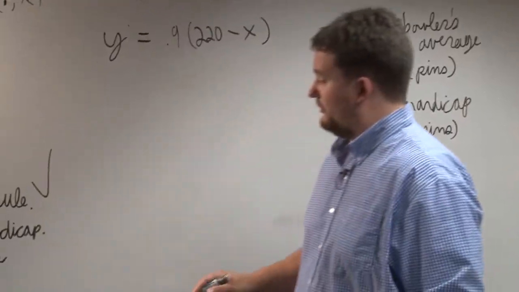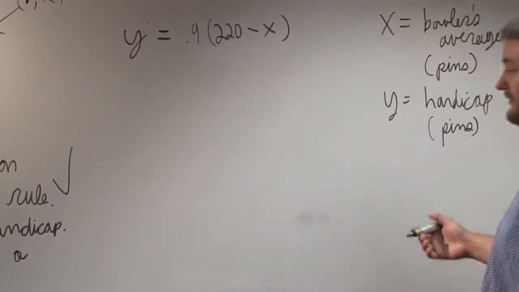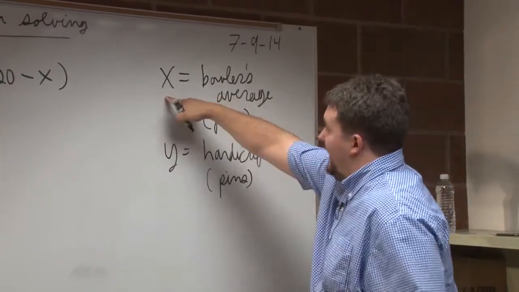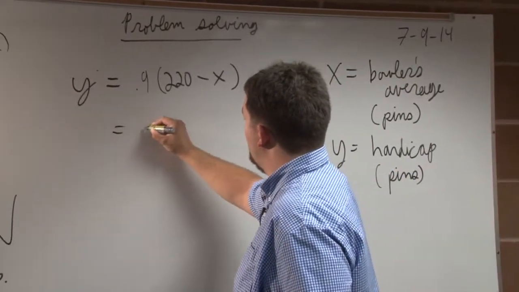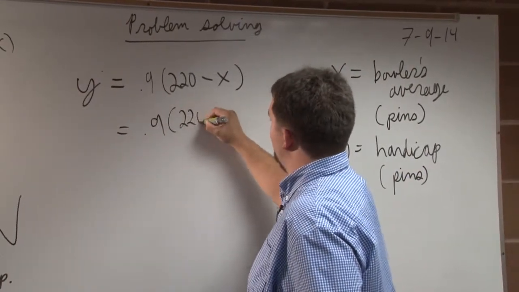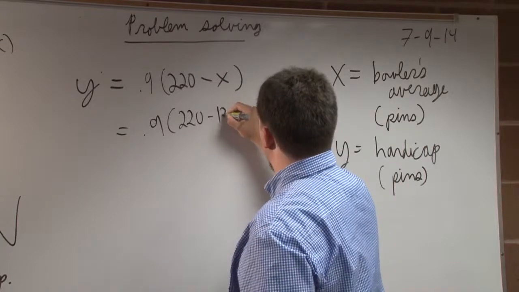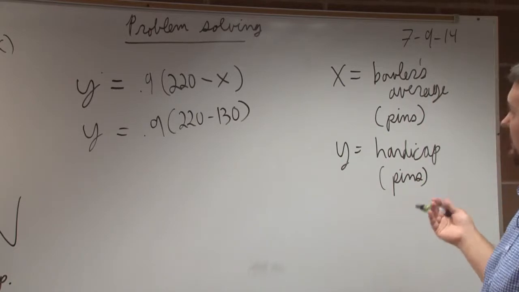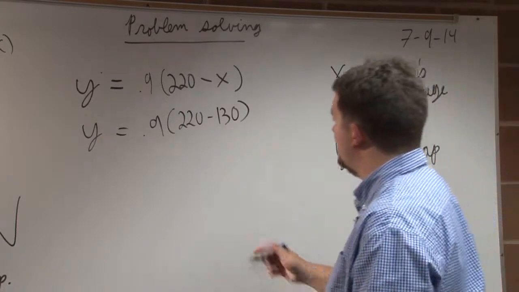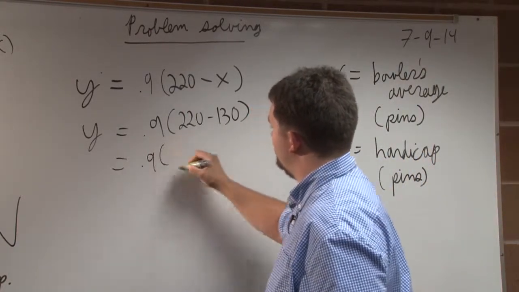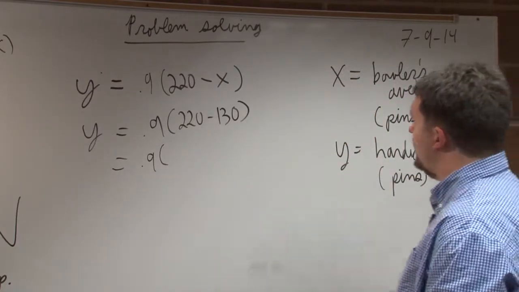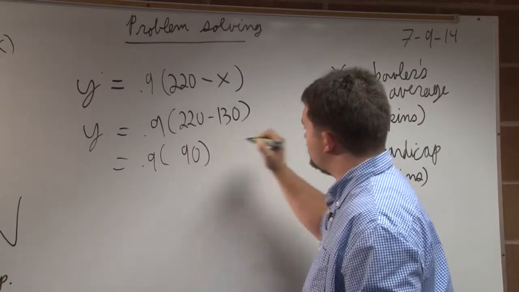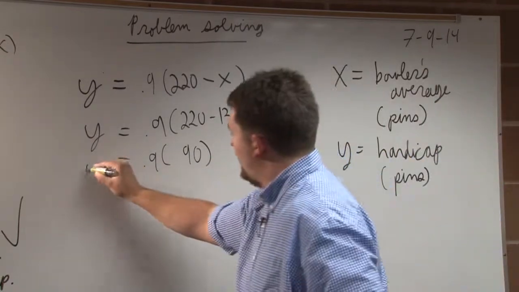What is the handicap for a bowler with a 130 average? So I have to say, okay, that's an average, not a handicap. So I come back over here. Bowler's average is X. So I put that in for my X. 0.9, and I just write everything exactly the same. 130 equals Y. And now I've got just a whole bunch of arithmetic to solve this out. 0.9, I'm going to do parentheses first because of order of operations. 220 minus 130 is 90 equals Y.